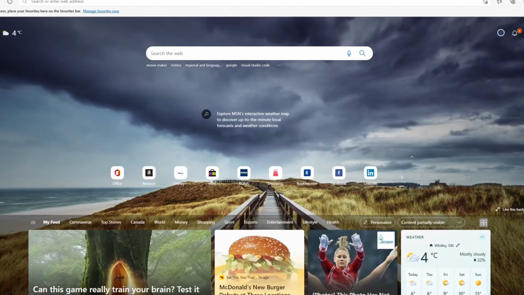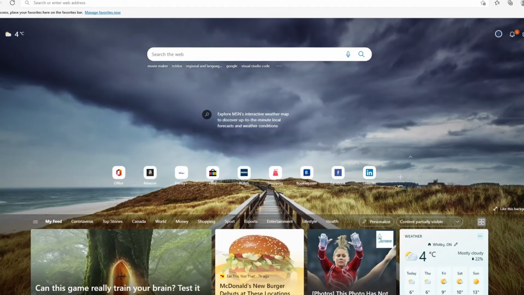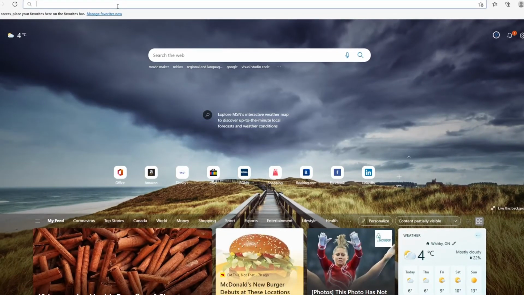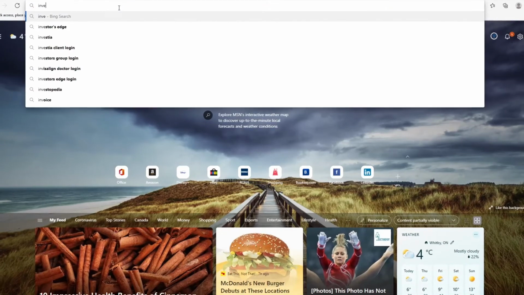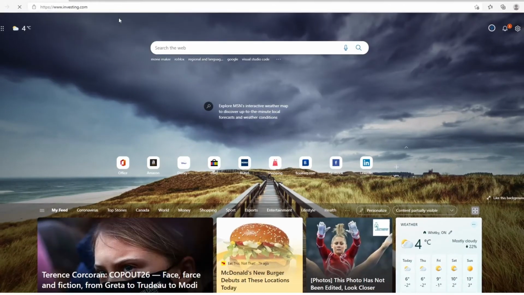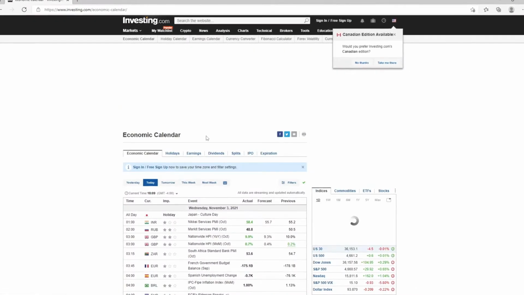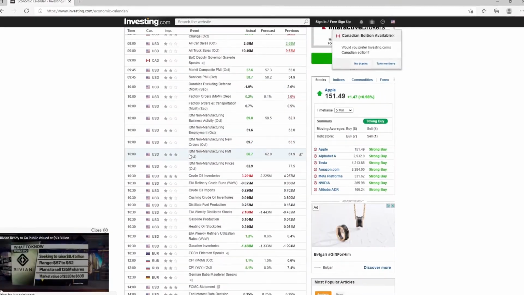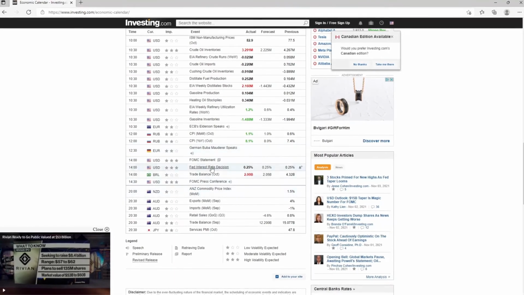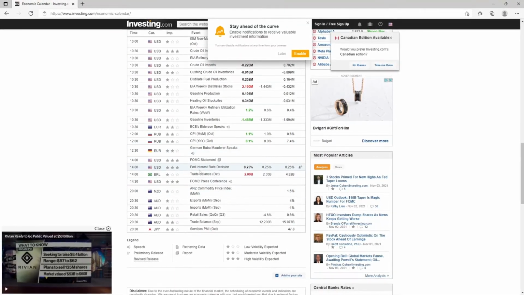Let's first find out the date and time for the economic event. Let's use investing.com. Go to the economic calendar. And there is an interest rate decision at 2 o'clock today.